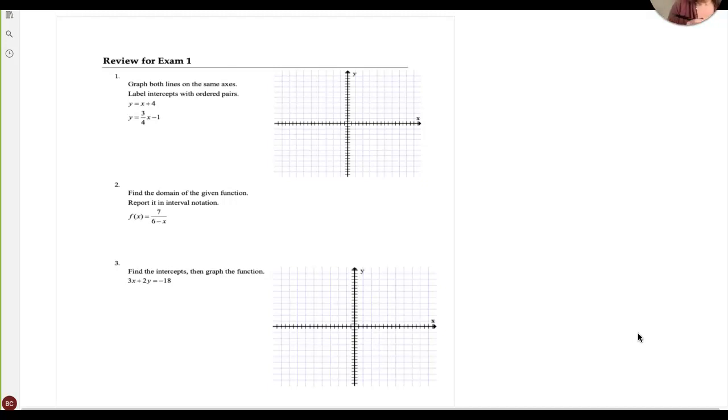Number one, I just want to make sure that you know how to graph lines. When you're graphing a line, remember that there are a lot of different ways that you can do it. You can make a little table of values if you want. That is the easiest way. What's that? The easiest way, I said.